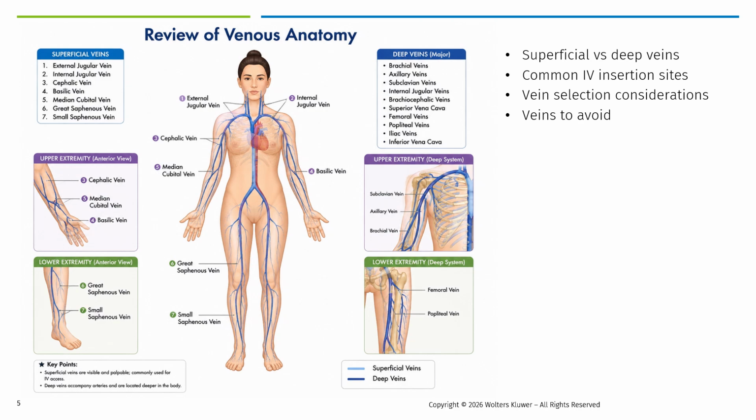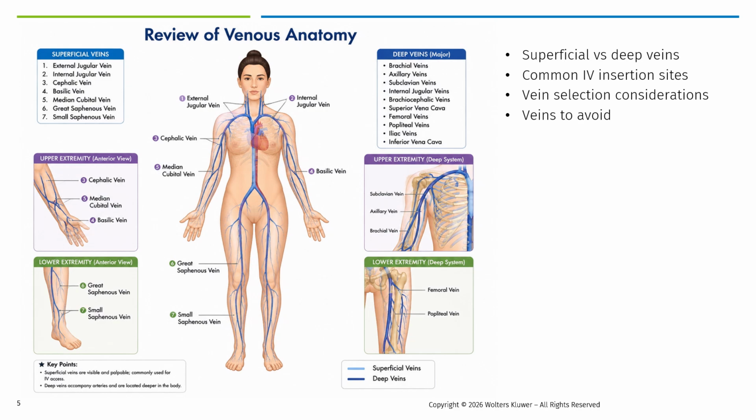These are not used for routine peripheral IVs. Instead, they're accessed when placing central venous access devices, which we'll discuss later in the lecture. So when selecting a vein, nurses should choose one that is straight, soft, well filled with blood, and appropriately sized for the prescribed therapy. It's generally best to start distally, such as on the hand or lower forearm, and move proximally only if needed. This is going to preserve future IV access options if another attempt becomes necessary.